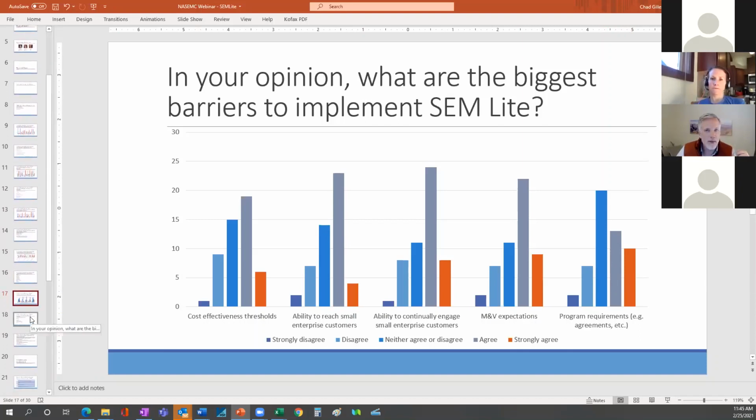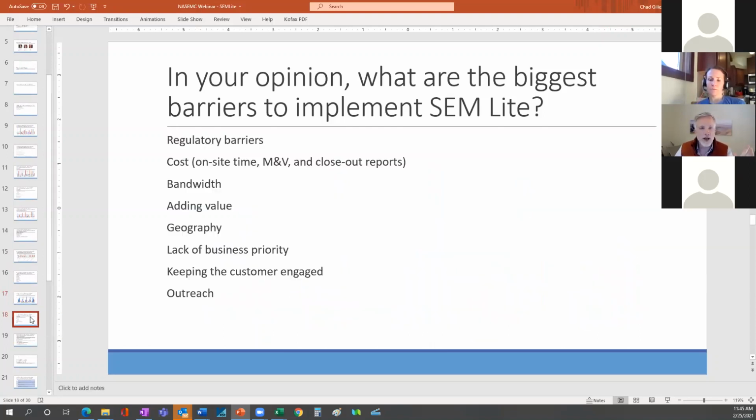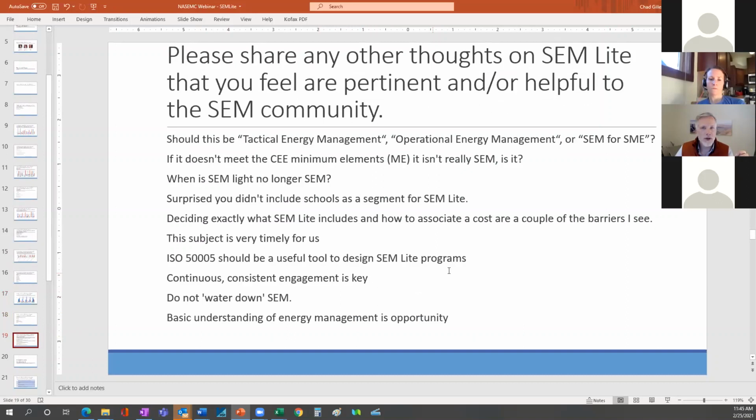In the interest of time, I will reiterate that we'll provide all this information to you afterwards in an even slightly more attractive format. We had a final question about other things that people were bringing up. One is, should this be called something else instead of SEM Lite? Should it be called tactical energy management instead of strategic energy management, or should it be operational, or other ideas? The whole idea of, if you don't meet the minimum elements, then have we agreed it's not SEM? It's a good question to ask.